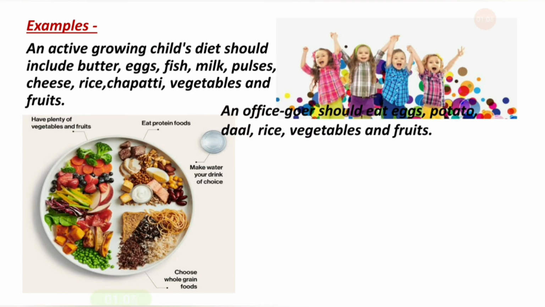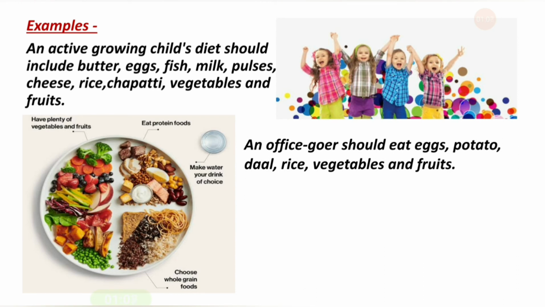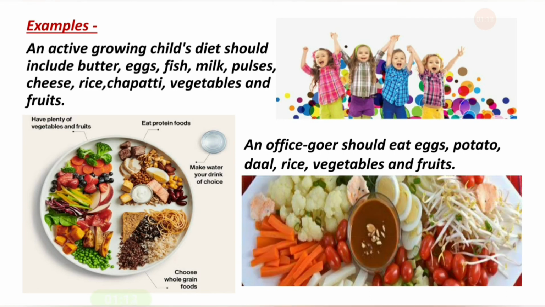Next, an office goer should eat eggs, potatoes, dal, rice, vegetables and fruits. So these are the different kinds of balanced diet according to the age and the need of the person, or you can say the type of work the person is doing.